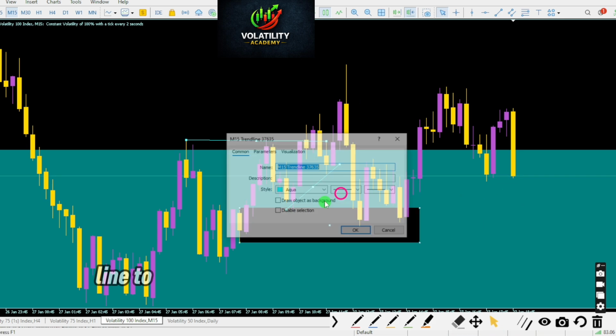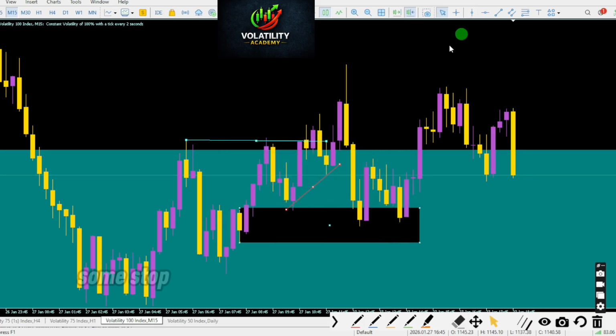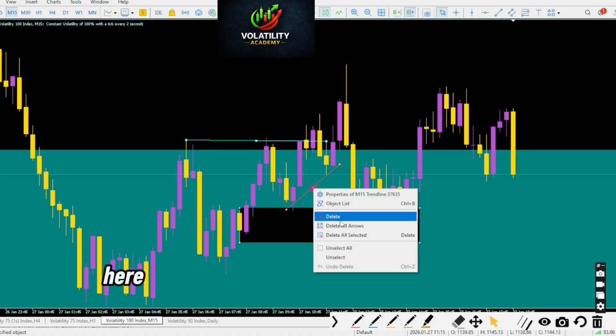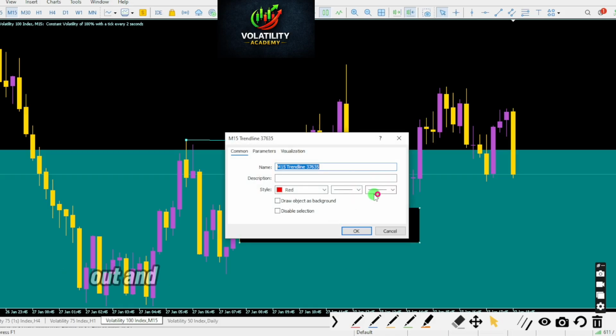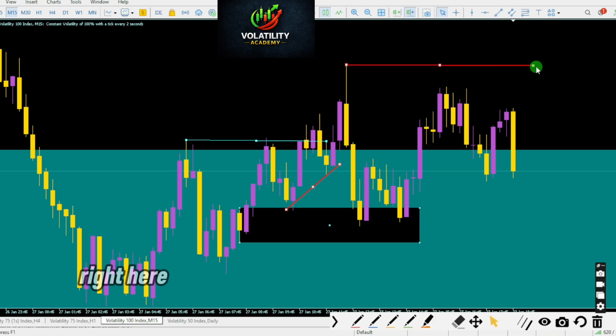Let me change this line to red. This line shows that some stop losses were resting below here, and the market took them out and moved upwards. You see what happened right here? It respected the supply zone and started moving upwards. And as you can see, we are looking for the market to break this high right here. It could possibly break this low, and when that happens, we will likely be going down.